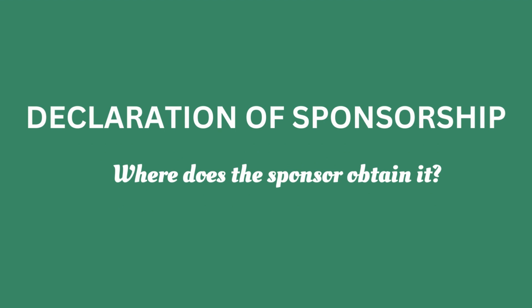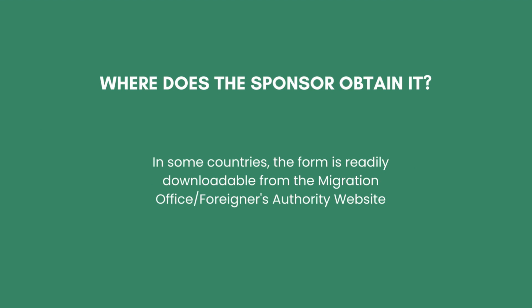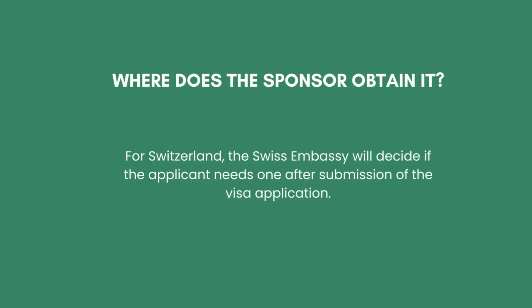Now, where does the sponsor obtain it? There are different places technically where your sponsor can obtain it. It can be readily available from the Migration Office or the Foreigners Authority website of the country, or it can be given, for example, in Switzerland, once the visa applicant has submitted his or her application and the embassy deems that the applicant does not have enough proof of subsistence or means of subsistence.